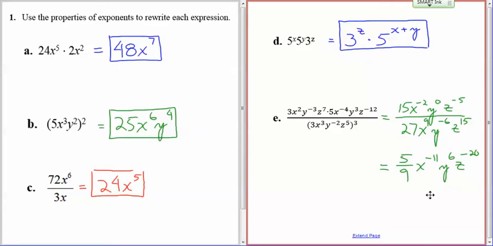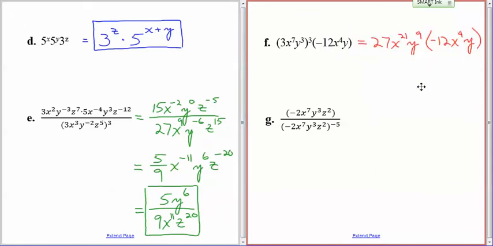I'm not going to leave that there, though, because I don't want any negative exponents. Make that all into a single fraction. I'll leave the y to the 6th on top. And the x to the negative 11th and z to the negative 20th, we can move those over to the bottom and make their exponents positive. We learned that by doing some IXL.